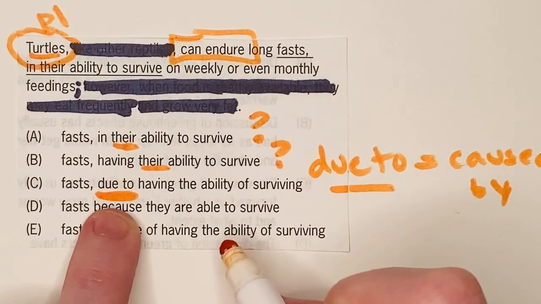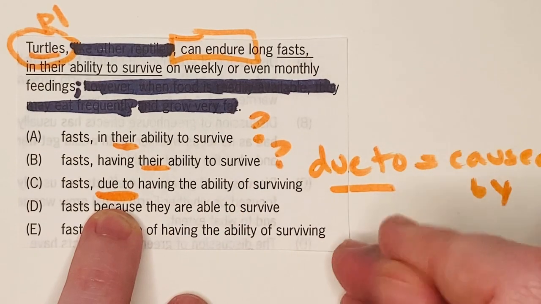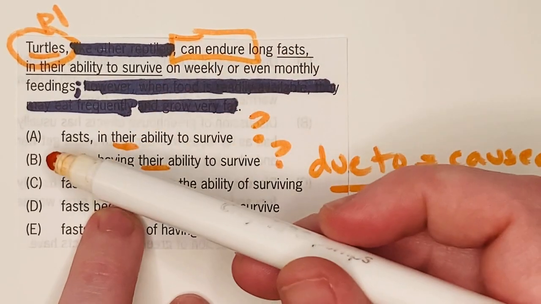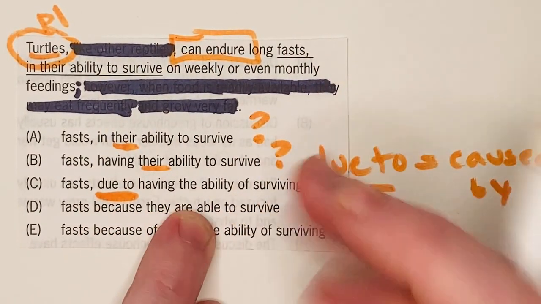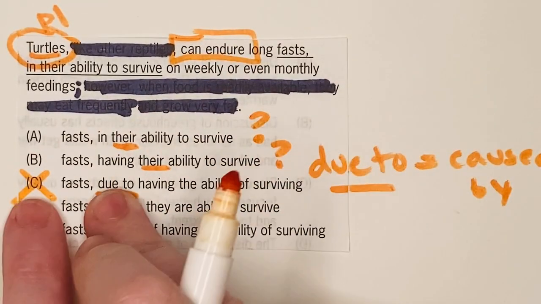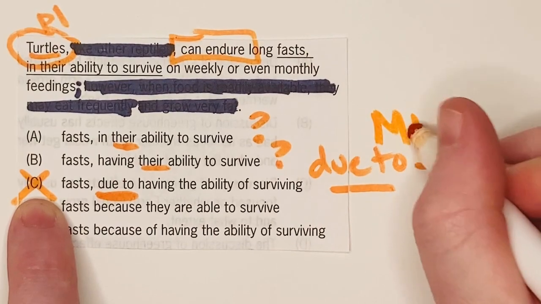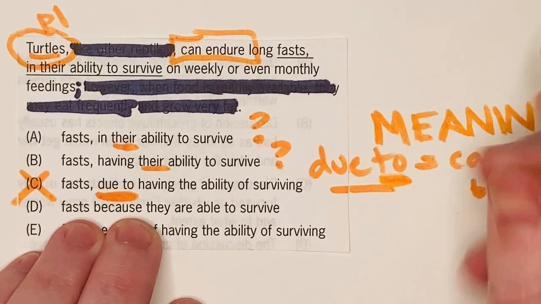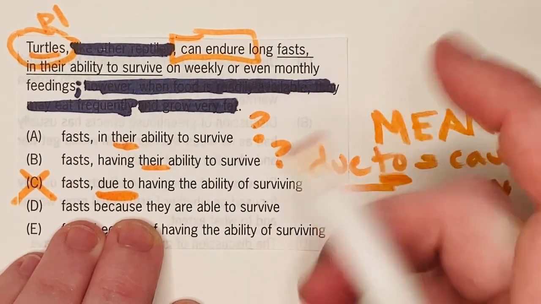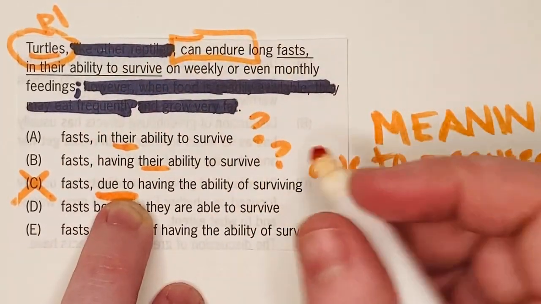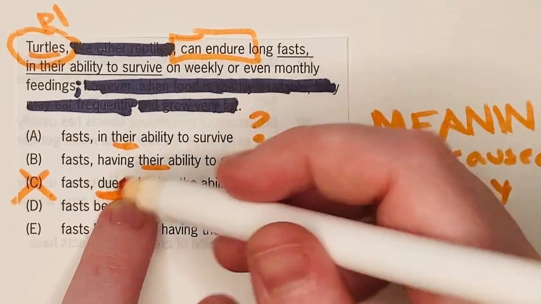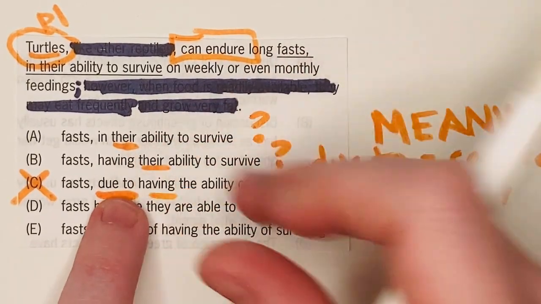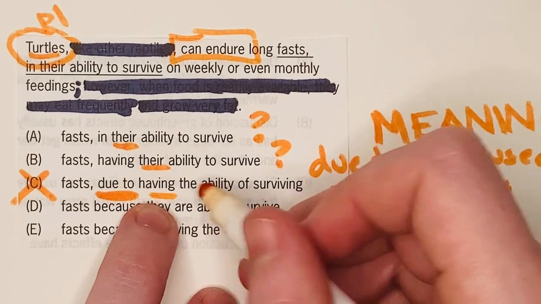So turtles can endure long fasts caused by having the ability of surviving on weekly or even monthly feedings. Well, that doesn't make sense, because it doesn't make sense that the fasts would be caused by having an ability. The logic does not hold up. Also grammatically, to is a preposition, and so it should be followed by a noun. Almost any time you have due to plus an ing verb after it, that is not going to be correct on the GMAT. So even if you didn't realize the meaning aspect, the ing would help you out as well.